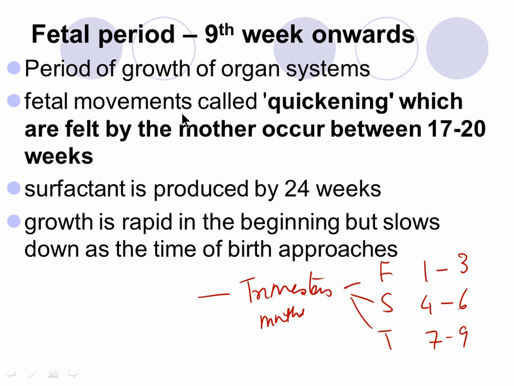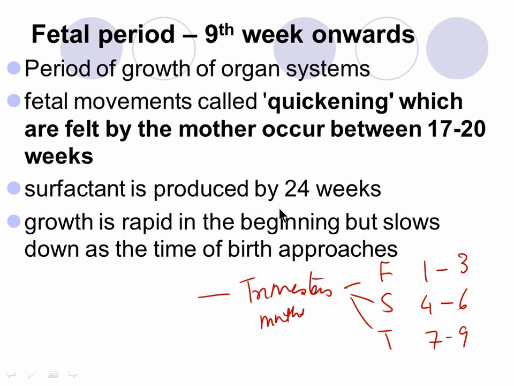Fetal movements are movements which the mother can actually feel. These movements are known as quickening. They're usually felt by about 17 to 20 weeks of pregnancy. The first time a woman is pregnant, she might feel it later, around 20 weeks. But from the 2nd pregnancy onwards, she knows what to expect, so usually she starts feeling them at about 17 or 18 weeks.